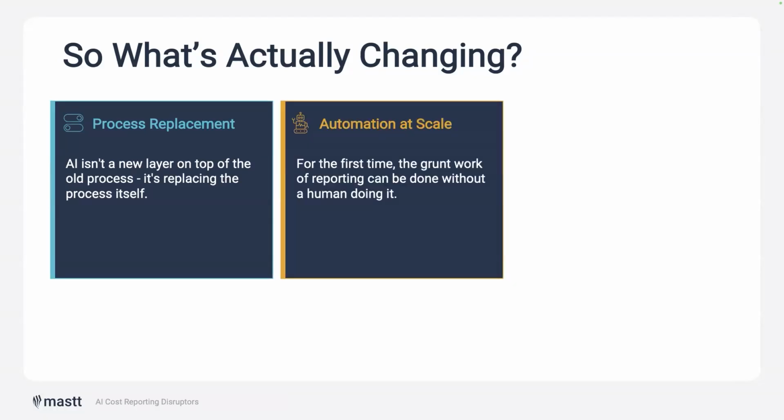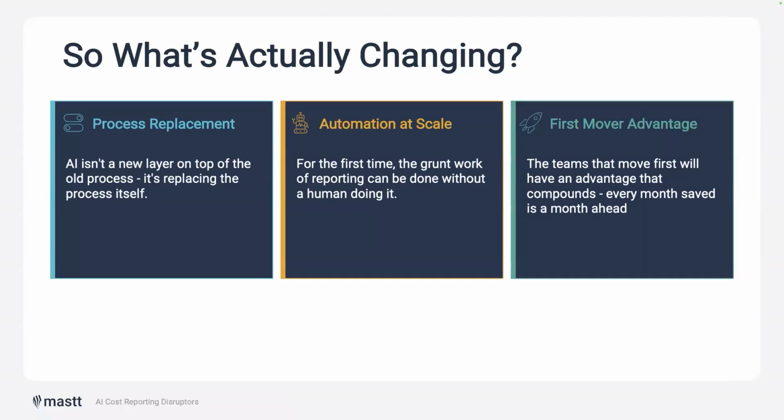Secondly, this automation enables you to work at a completely different scale. For the first time, this grunt work can be automated. It can be done without a human sitting there and building it. So your resources can be sent out, like I said before, doing completely different things. And lastly, thirdly, there's a real first mover advantage here. We're still very much in our infancy with this. The teams that do move early don't just save time. They're able to compound that advantage every single month.